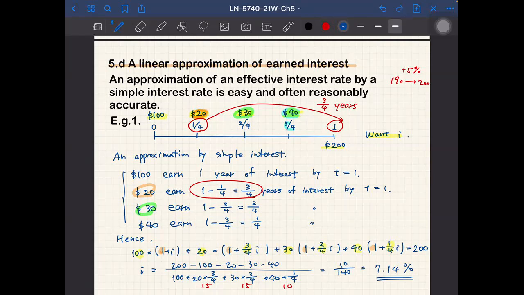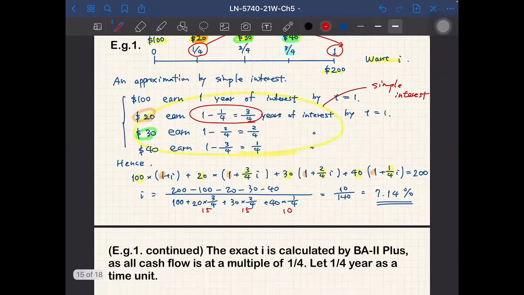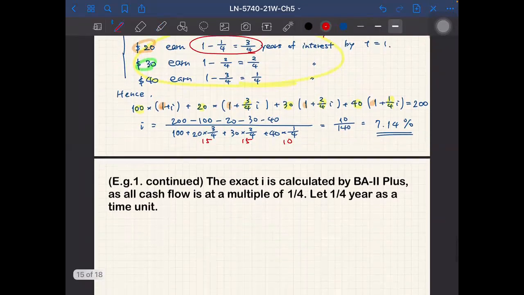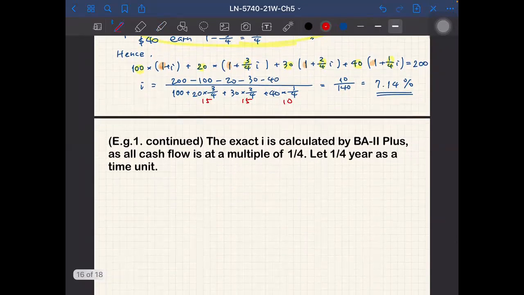So this is the approximate value. We use the simple interest, so if we use simple interest, we get 7.14%. Okay, so this is the approximate answer. And actually for this specific example, we can also calculate the annual effective rate.